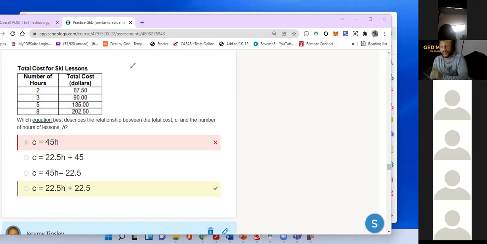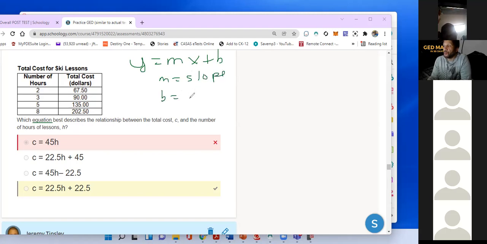Can anybody tell me what 2 things do I need to know for an equation of the line? How many hours in total dollars? Nope. Okay, so if I wrote this down, what does the M stand for? No, slope. What does the B stand for? The y-intercept. So understand what I just told you. They're asking for the equation of the line. Right away, if you see anything that asks for the equation of the line, you need a slope and a y-intercept.